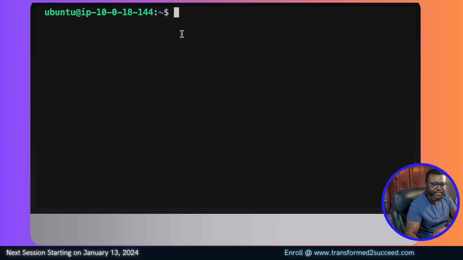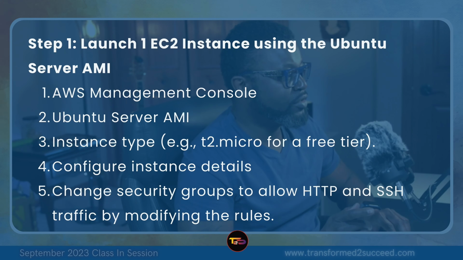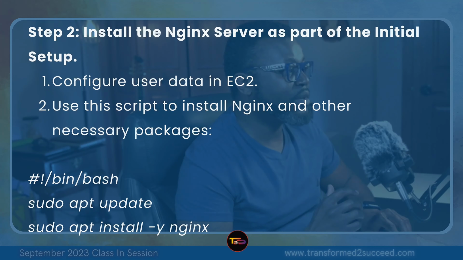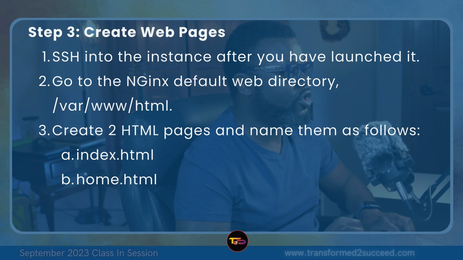So what we have done, I'm going to take you back to our project here. We started off with this one. Step number one, we launched our EC2 instance using the Ubuntu server AMI. Then step number two, we installed the Nginx server as part of the initial setup. And now what we need to do is create web pages.